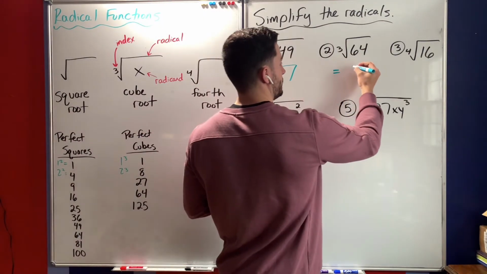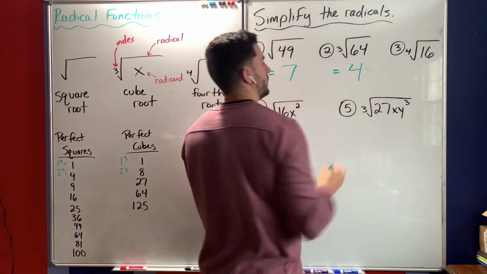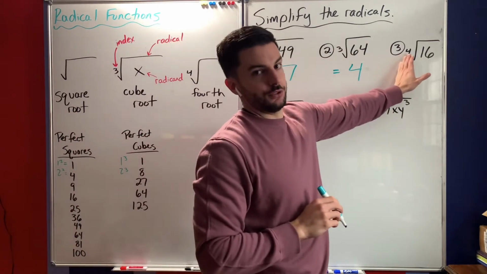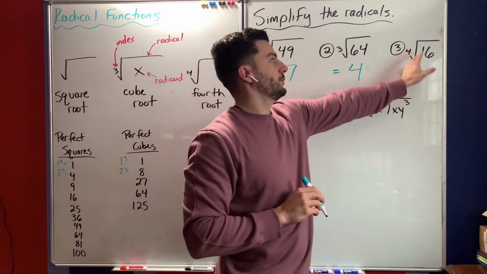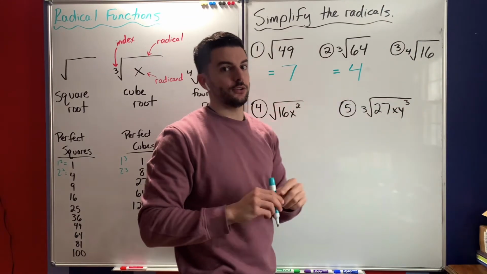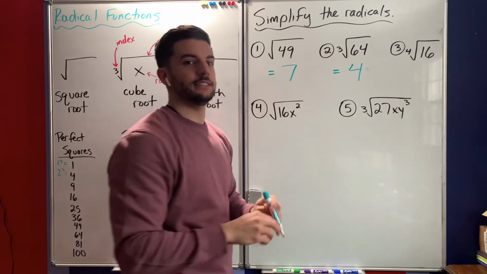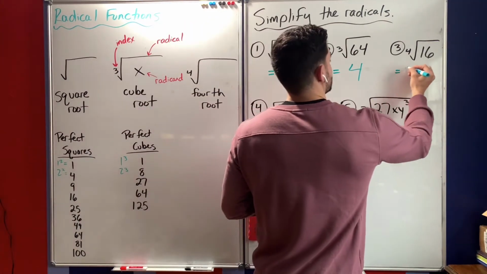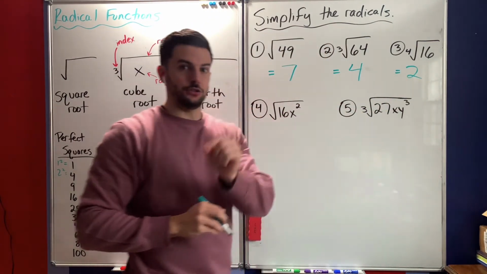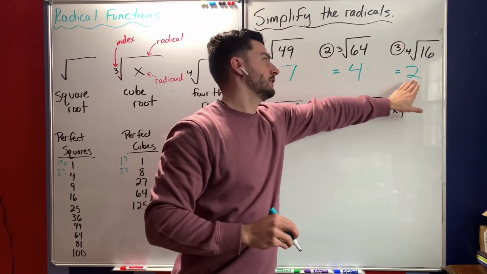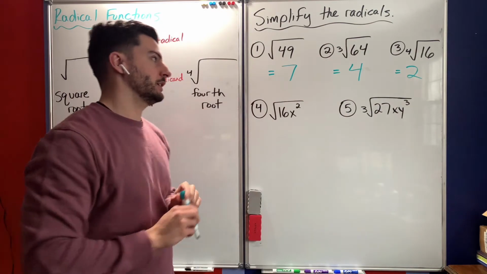So the cube root of 64 would be 4, okay? Number 3 there, the fourth root, right? This 4 index, fourth root of 16. Okay, again, so we're wondering what times itself times itself times itself equals 16, and that would just be 2. If you did 2 times 2 times 2 times 2, you would get 16. So reversing that, the fourth root of 16 would be 2.